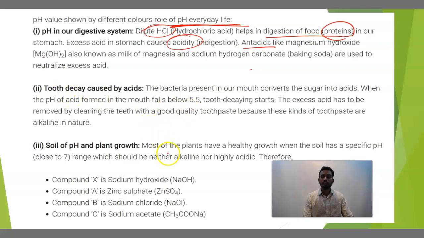Next is tooth decay caused by acids. The bacteria present in our mouth convert sugar into acids. Whatever sugar contents are there, it converts into acid. So what happens, the pH falls to less than 5.5. Then tooth decay will start. Your tooth eroding will take place. Is this clear? The excess acid has to be removed by cleaning the teeth with a good quality toothpaste.